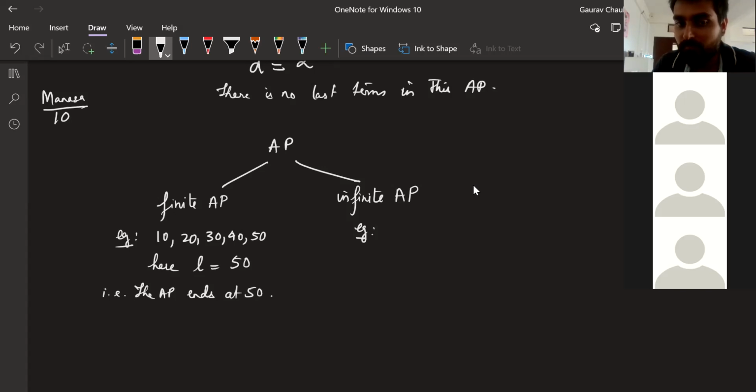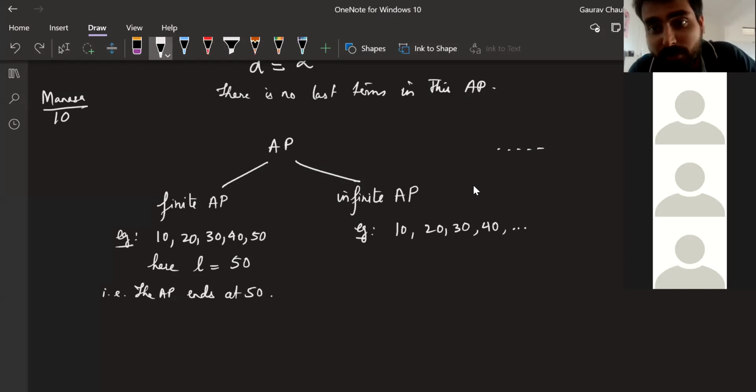In the same thing I can write 10, 20, 30, 40, 50 and then put 3 dots. Don't put more than 3 dots, and don't put less than 3 dots either. Make that a habit right now. One dot is confusing because it can be a full stop. 2 dots is a little confusing because did 1 dot come by mistake? But 3 dots is good enough. More than 3 is not needed.